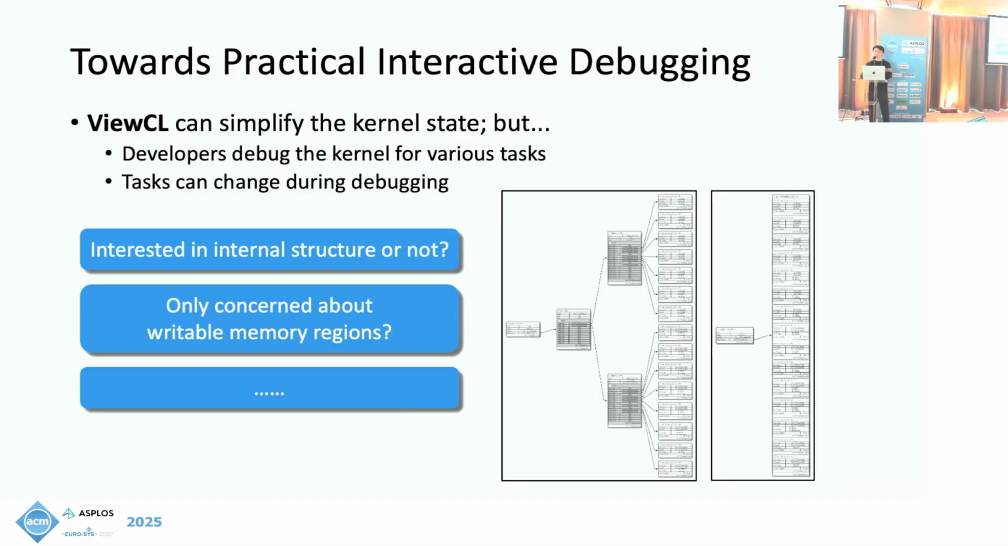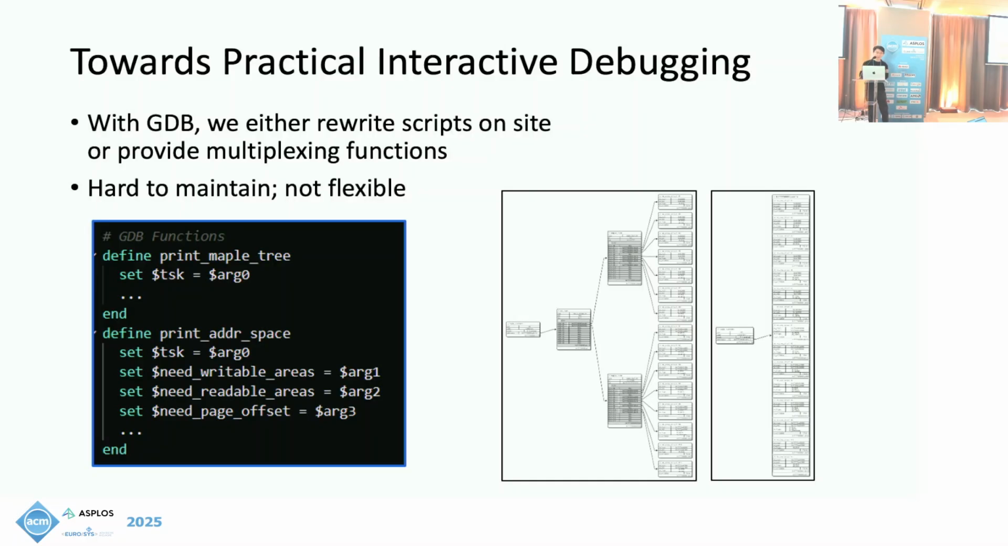This is because developers can debug the Linux kernel for various tasks, and these tasks can change during the debugging session. For example, we may or may not be interested in the internal implementation of the maple tree, or as a debugging session goes on, we may find that only the writable memory regions are related to the bug we are diagnosing. This cannot be determined before the debugging session starts. So when using GDB, we have to either rewrite the GDB scripts on site or provide some multiplexing functions that use arguments that can match our changing needs.